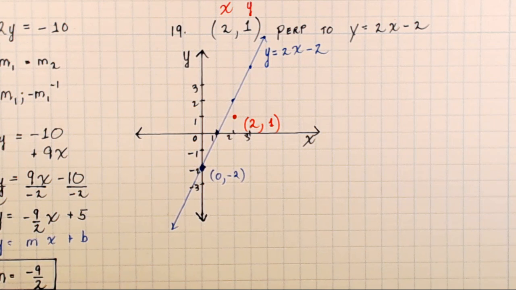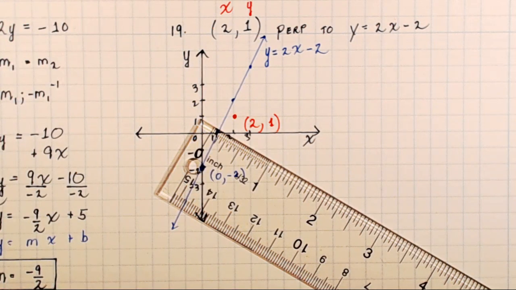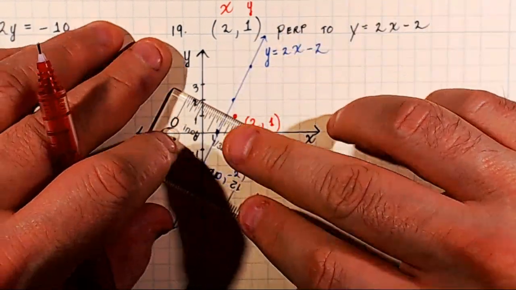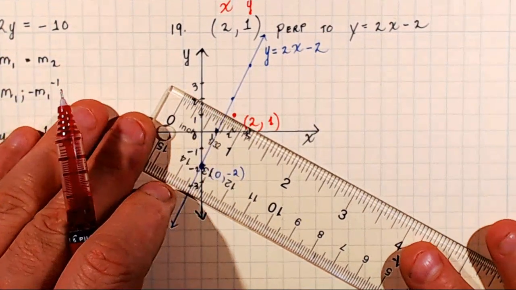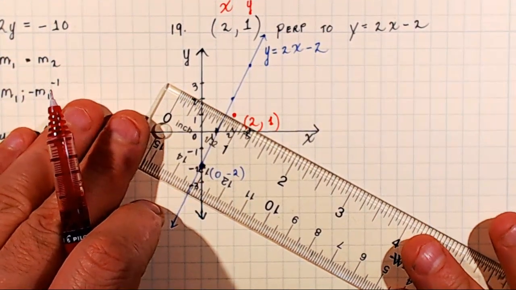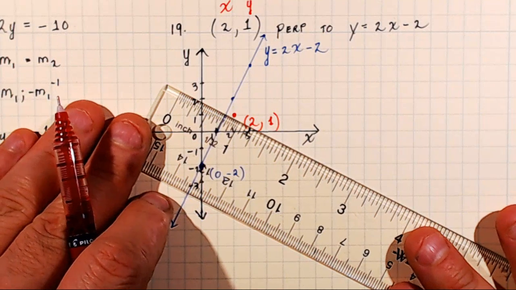I don't exactly have the tool I need, so we'll just try to visually do this again. Okay, what I'm looking for is a line that is perfectly perpendicular at a 90-degree angle to my existing line.